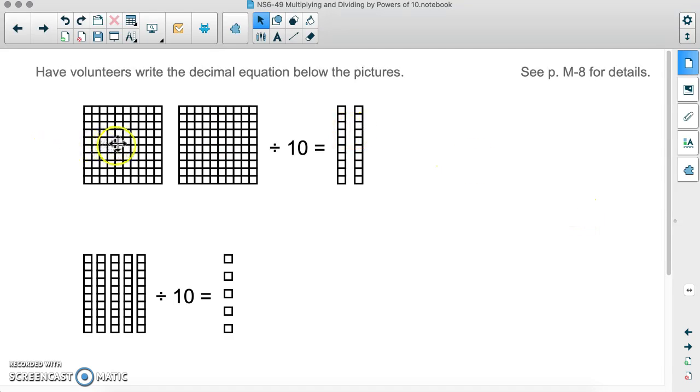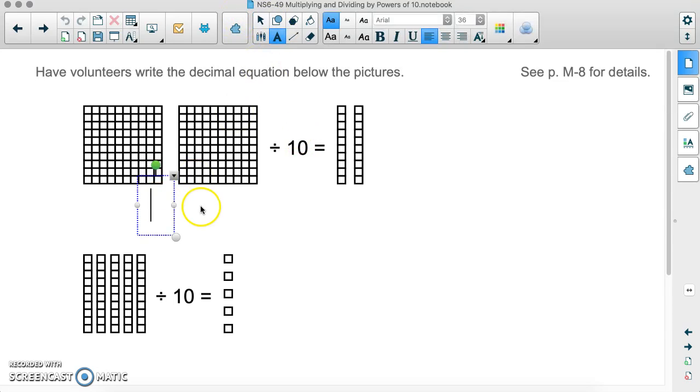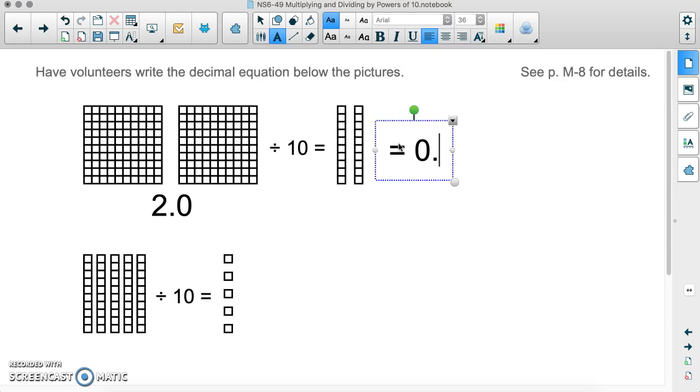So here I have two wholes divided by 10. So if I have two wholes, this is the same as saying 2.0 divided by 10. So it's going to equal 0.20. I have 2/10 here. Okay.